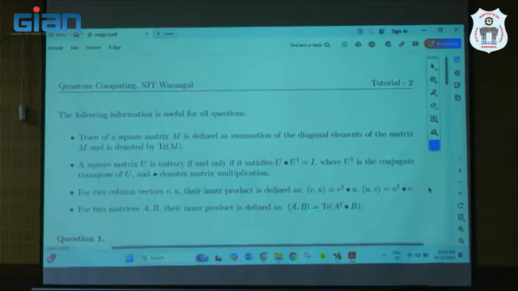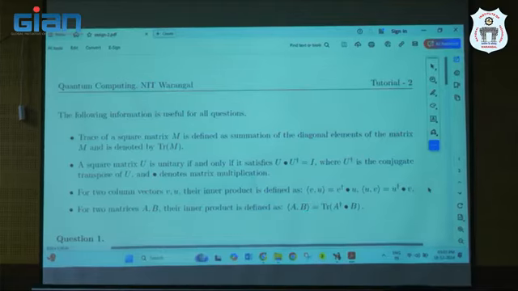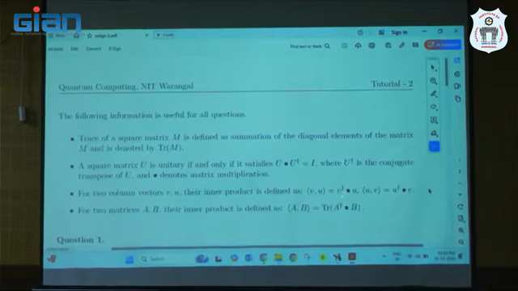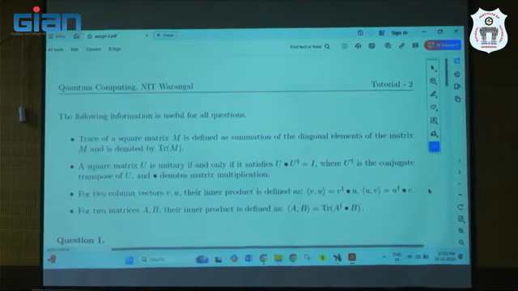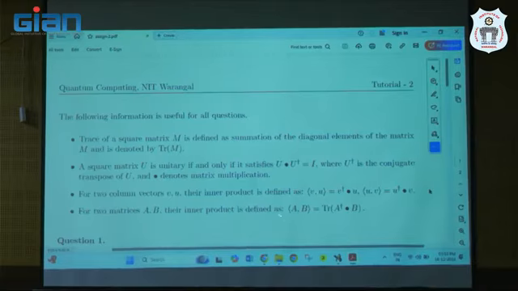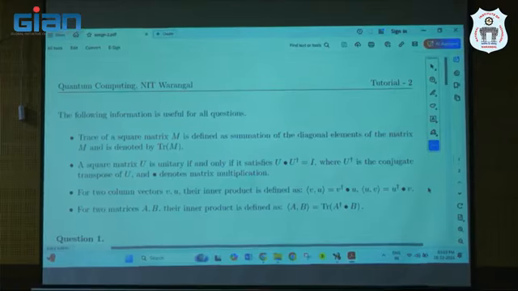Inner product also we have seen before. For two matrices also we can define the inner product, which is trace of A dagger B. It is the same actually for vectors. Remember, for vectors what was it? V dagger times U, right? But V dagger times U is a scalar, so its trace is just itself. But if you have matrices A and B and you do A dagger times B, that's a matrix. Then you take its trace, and that is the inner product between matrices.